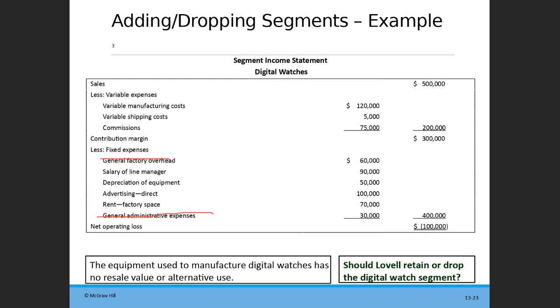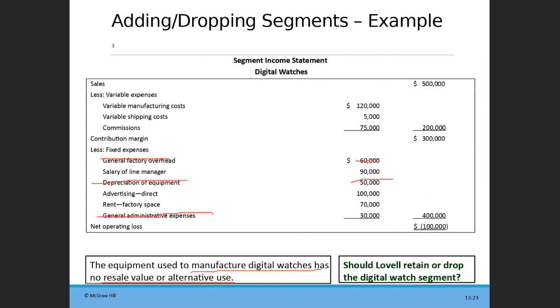Now, the equipment used to manufacture the watches has no resale value or alternative use, right? So it's a sunk cost. It's gone. It doesn't matter anymore, and neither does its depreciation, right? So now we're going to get rid of, out of our decision, this factory overhead, which is going to stay whether we have watches or not. General and administrative is going to stay whether we have watches or not. And depreciation for equipment we can't sell or do anything with doesn't matter.